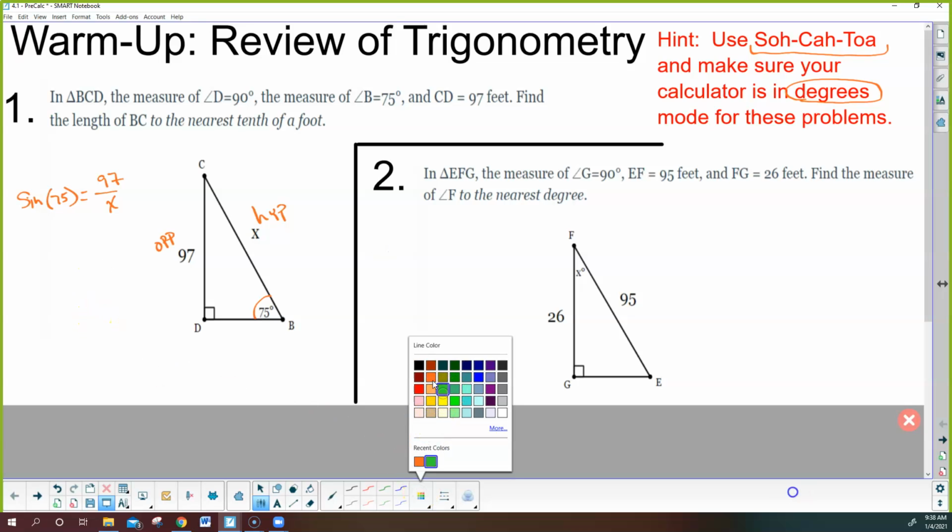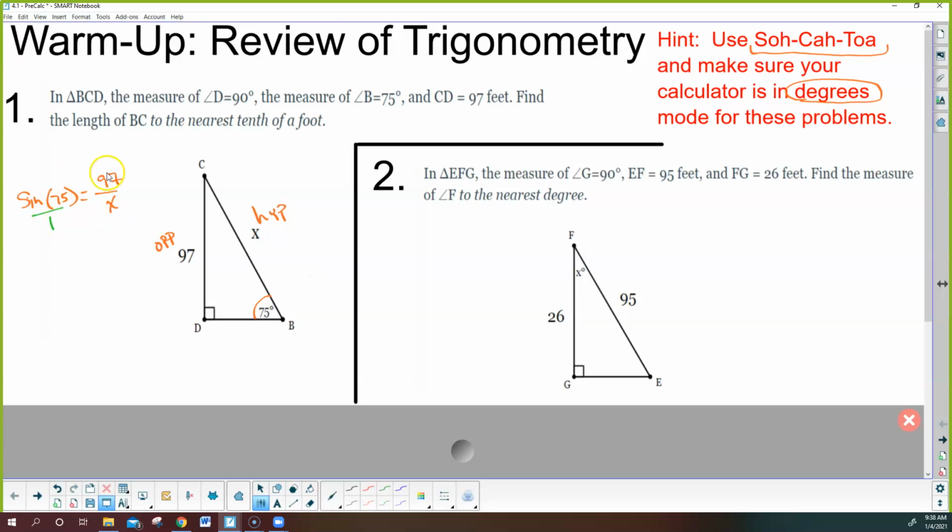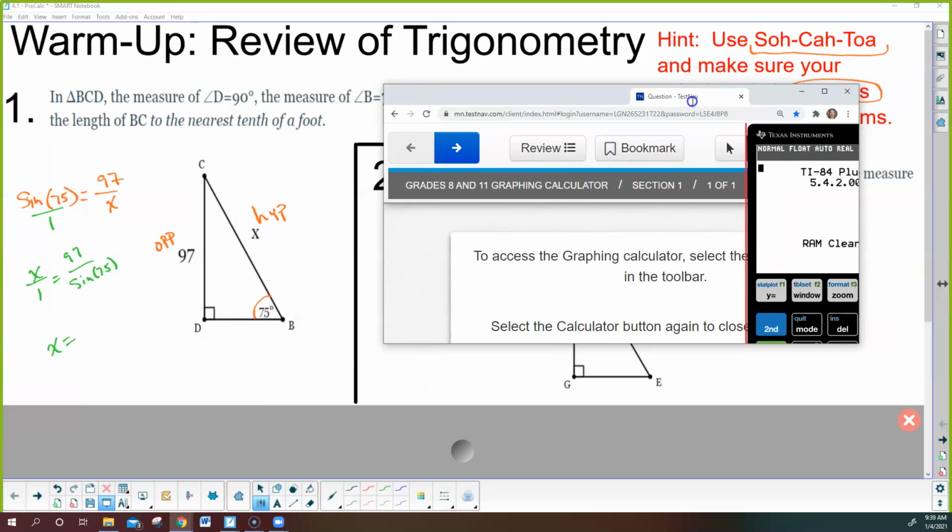And then our job is to just solve. What I like to do is set up a fraction equals a fraction. We have a ratio, which means we're going to cross multiply. Now there's two ways to do this. You can do 1 times 97 and divide by sine of 75, or you can just switch the spot of the x and the sine so it looks like this. And that's one of the properties of solving ratios, you can just switch two spots. In this case, we switch the x and the sine of 75. And the reason why we do that is in my calculator now, I'm just going to take 97 divided by the sine of 75.